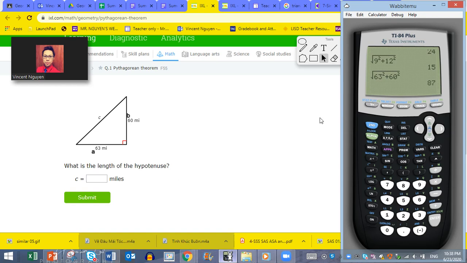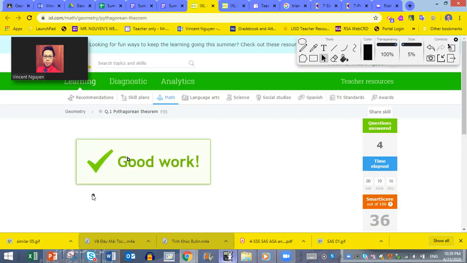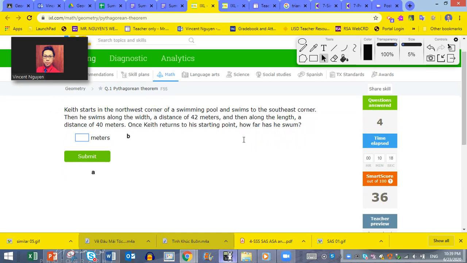So 87 is our answer, right? So we go back to this box and we type in 87. Submit. Is it the same type of problem? Oh, great. This one is application. So I'm going to do one more application problem and then we'll jump level, okay?